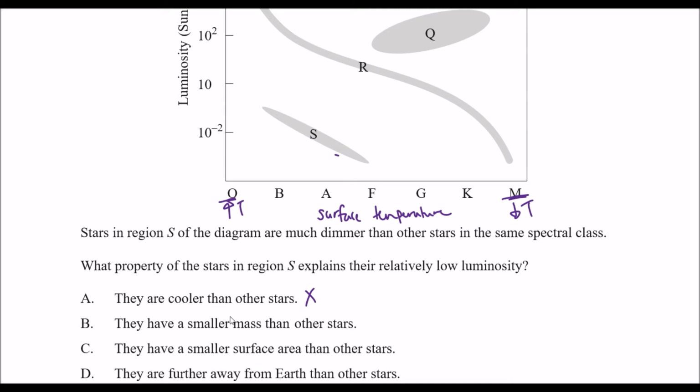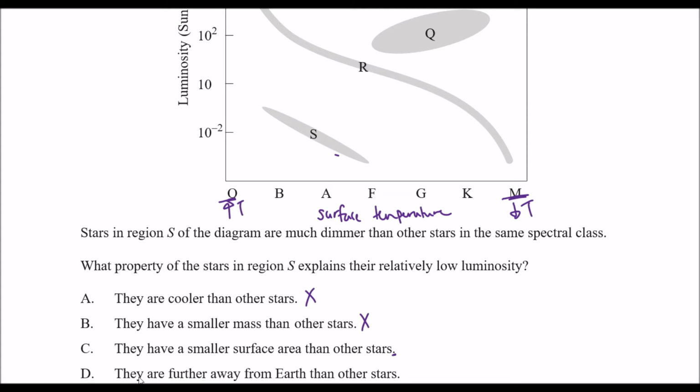We have B, they have a smaller mass than other stars. Again, surface temperature and mass are related to each other as well. The more massive the star, the luminosity tends to be a lot brighter as well. So B is not the correct answer. Okay. We have C, they have a smaller surface area than other stars. If it has a smaller surface area, that could represent why it's dimmer. So we'll just leave that there for now.